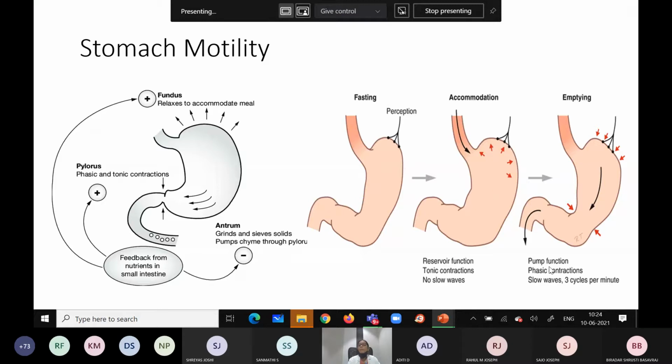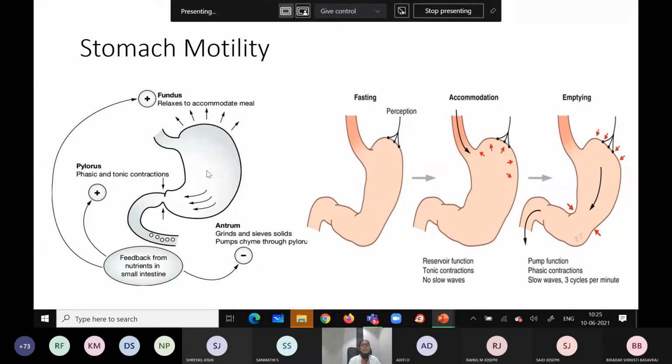During emptying, there is the pump function, so our pylorus acts as a pump. Phasic contraction occurs, and the slow waves, 3 waves per minute, will start. They arise from the pacemaker present in the upper part of the body, and the pacemaker cells are called interstitial cells of Cajal, or cells of Cajal. So this is the motility of the stomach shown diagrammatically.